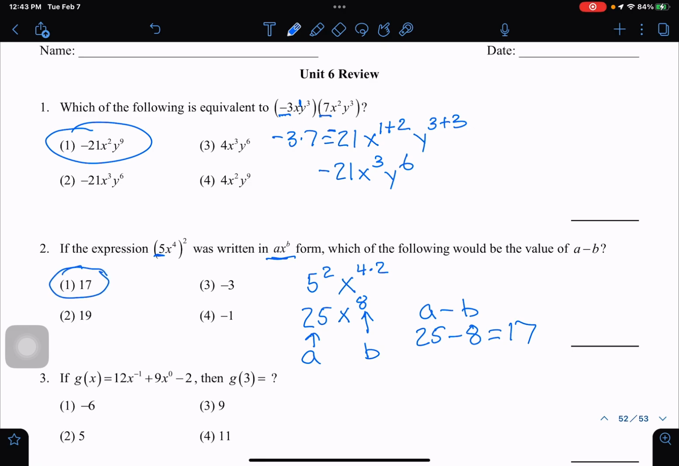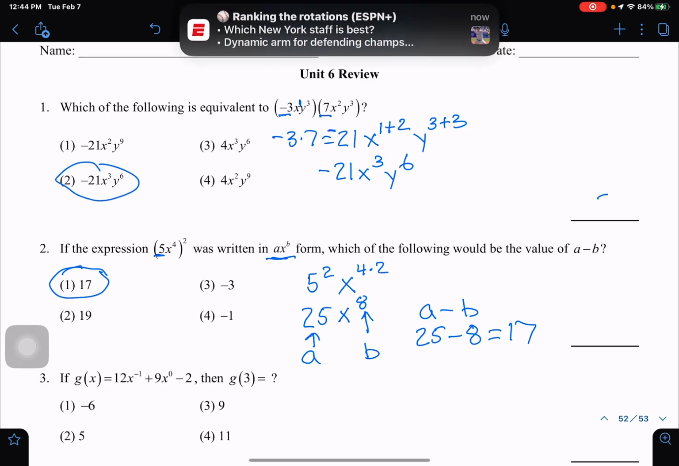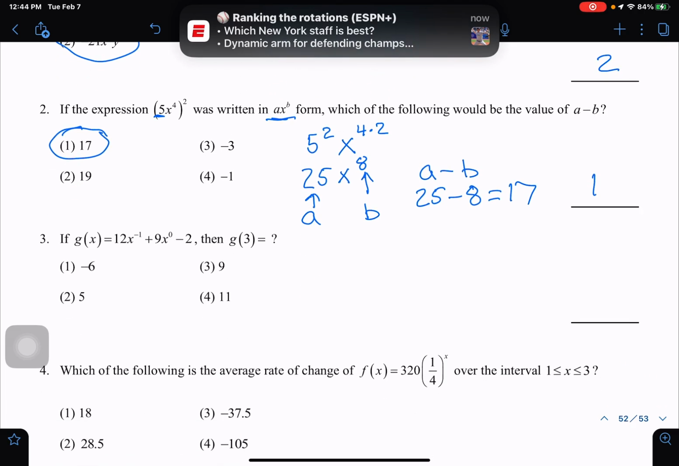So this is number one. And I circled the wrong one and numbered this one. This one should have been what, 2? I'm sorry about that. Right, 3, 6. Yeah. So this one is 2. This one is 1.